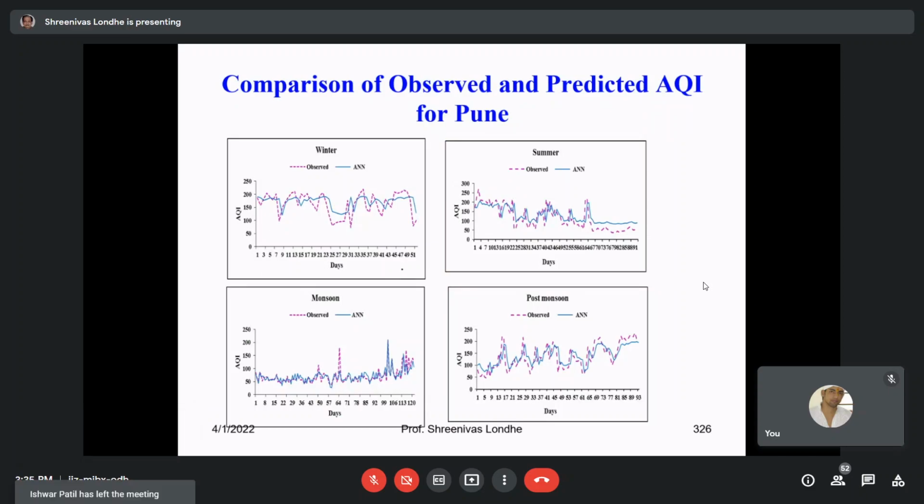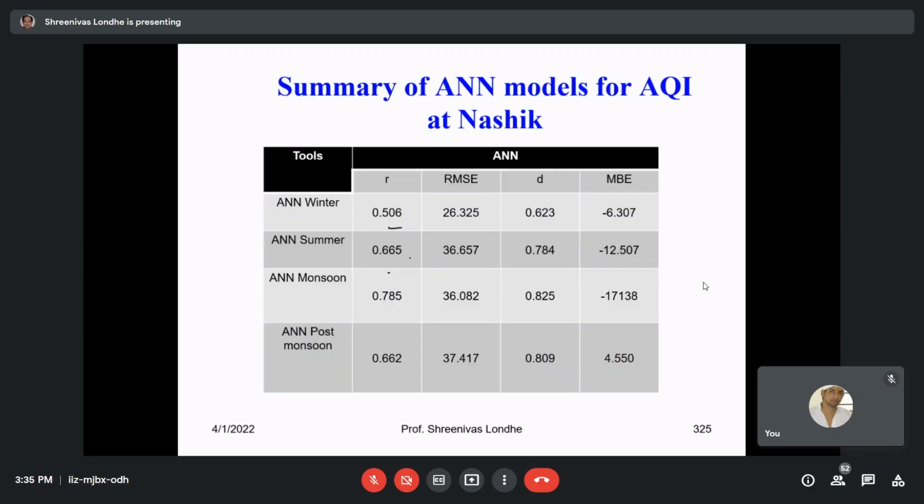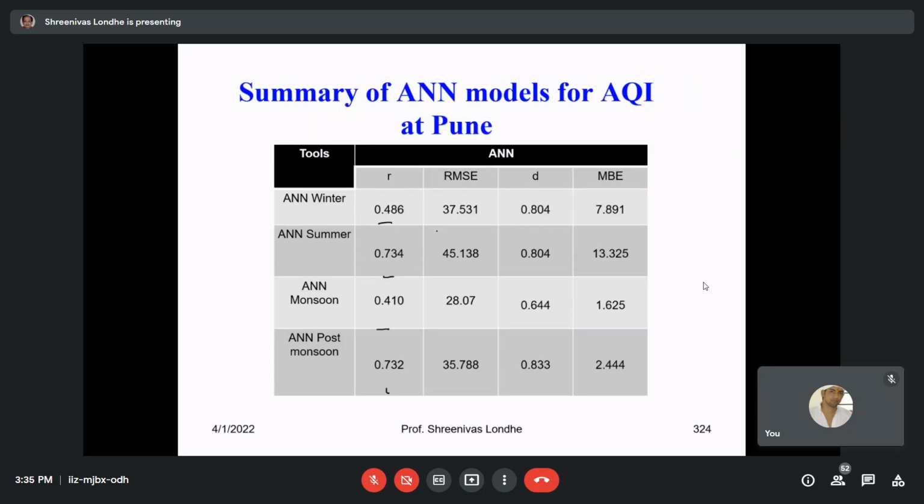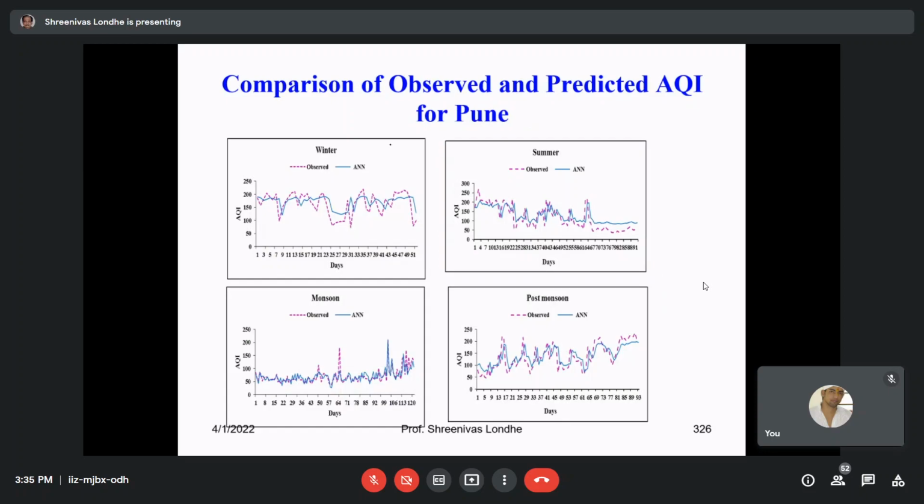Now let's have a visual representation. Wherever we saw here, winter results were not good, even if it was for Nashik or for Pune or for Mumbai. And that can be reflected over here in our visual representation also, as we can see here. The observed and ANN is not in sync with each other. However, if you see monsoon, yes, it is quite in sync with each other, even for the extreme prediction as well. Okay. Now, this particular work gives you scope for further research.